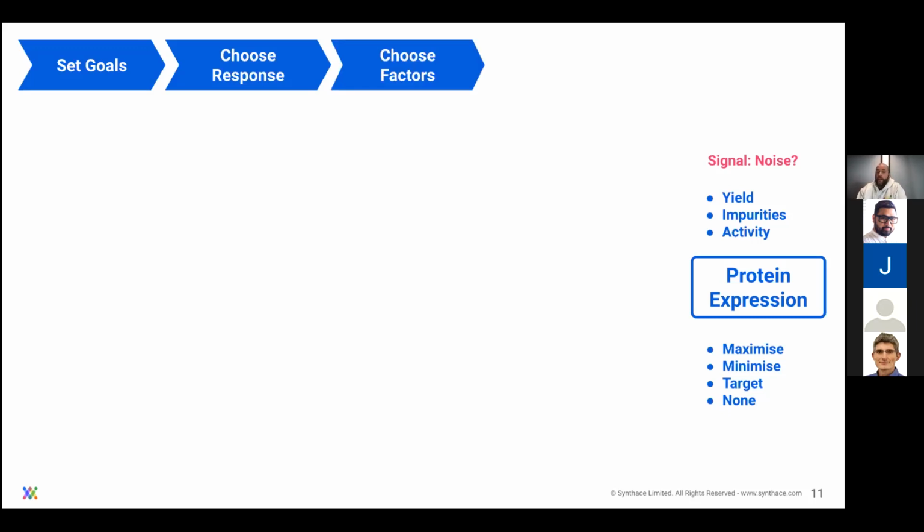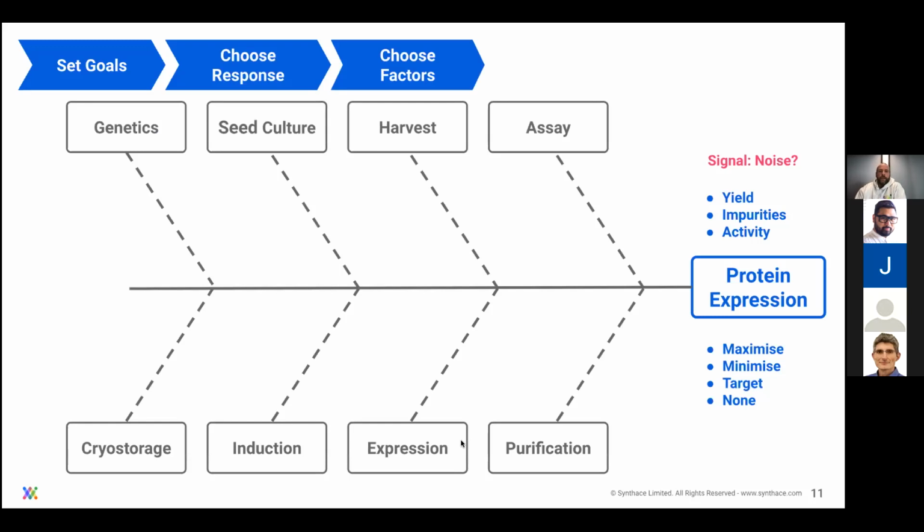Next, we want to start identifying all the factors, the experimental variables, that may influence our goals. Here we've put some broad topics to start us thinking about our variables, including the genetics and the steps in the process, such as purification. If you like, you can always use the other broad topics from the previous Ishikawa diagram to spark this activity.